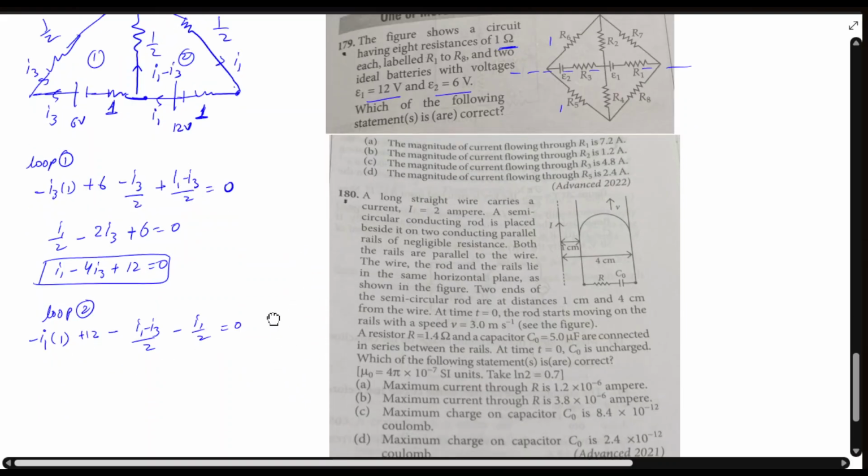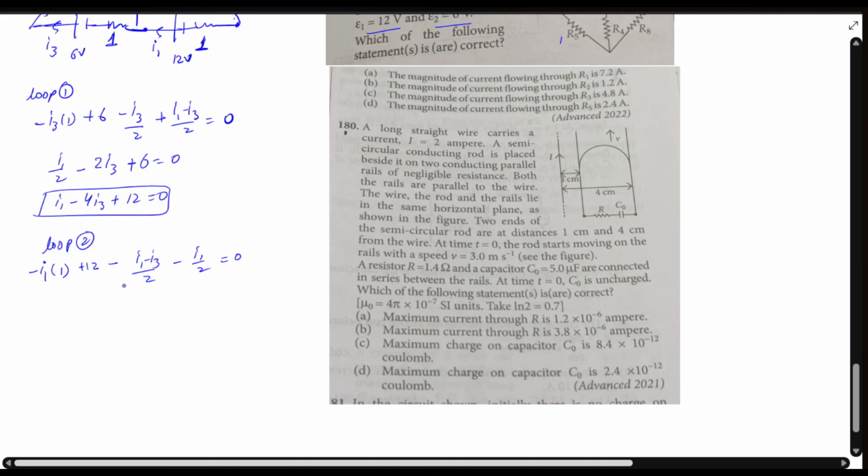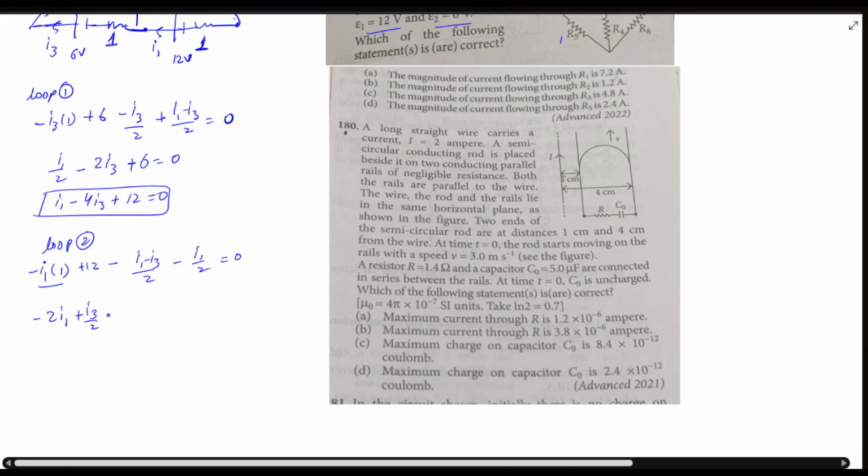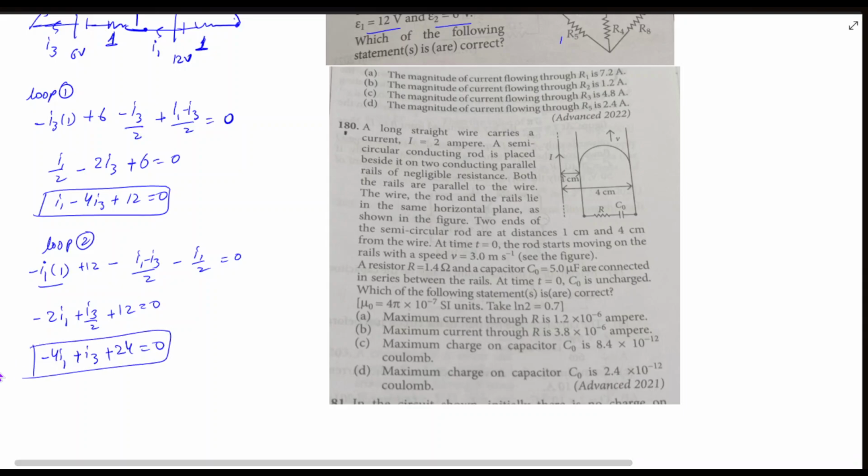Okay, now here, this is I1 and this will be 2I1, so minus 2I1. Okay, and this will be plus I3 by 2 plus 12 is equal to 0. So we'll have minus 4I1 plus I3 plus 24 is equal to 0. Okay, so we have these two equations.